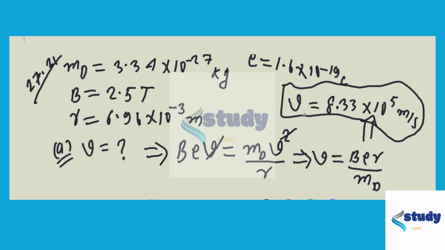Now in part 2, we want to find the time taken for the deuteron to complete half the circumference. Okay, so let's go to the next page here. So for part B, we want to find the time taken to complete half the rotation, half the circle. The time period is the ratio between the circumference of the circle and the speed of the particle. In this case, the time taken is half the time period.